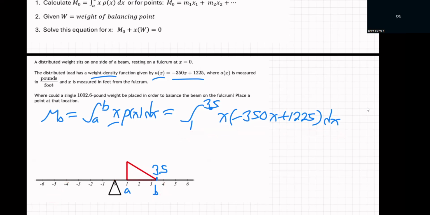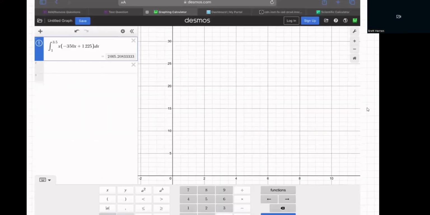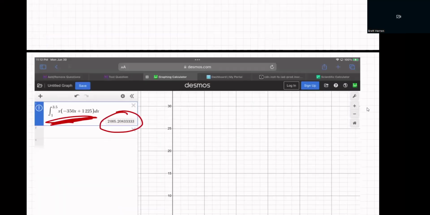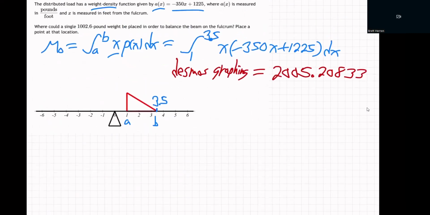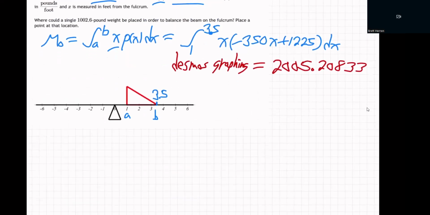I'm going to go to Desmos graphing software and do the integral. I did already. There it is right here. And there's the answer. So I typed it in, just did that integral, and I got 2005.20833. Good enough, four decimals is good enough. Okay. Now, what does that mean? That's the moment. That's M0. That's what M0 equals.